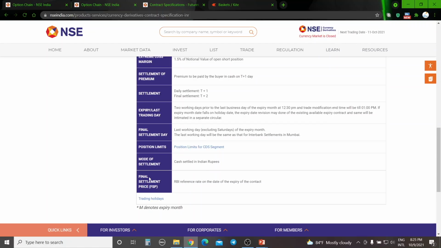The final settlement price, what they call the FSP, is the RBI reference rate on the date of expiry of the contract. You need to be a bit careful here. The RBI reference rate for that day's expiry comes at 5 o'clock, but the options expire at 12:30 p.m. It expires at 12:30 p.m.